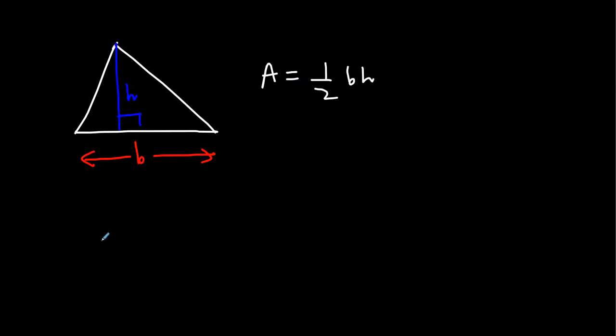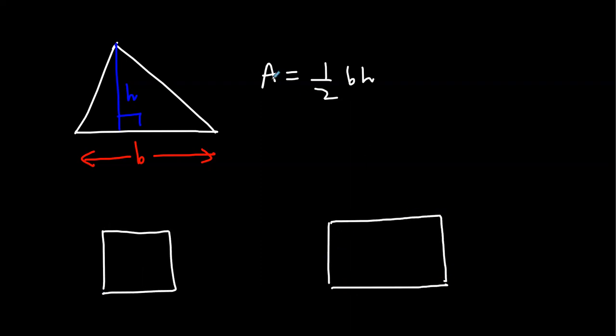Next up is the area of the square and a rectangle. So let's say the side length of the square is A, and the side lengths of the rectangle are L and H. So the area of the rectangle would be L times H, and the area of the square is A squared.